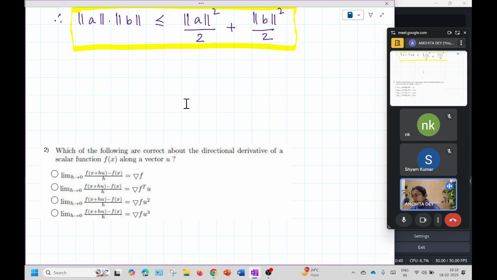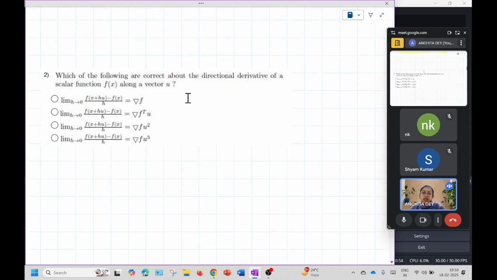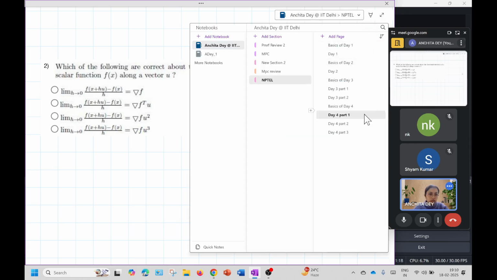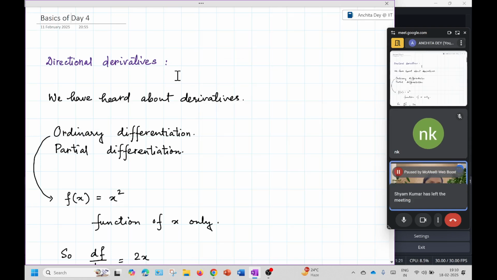Okay. So for the next question, it is asking which of the following are correct about the directional derivative of a scalar function f of x along a vector u. Before I go into solving the options, let's see what we mean by the directional derivative of a function along a vector u. So we'll move to the basics.